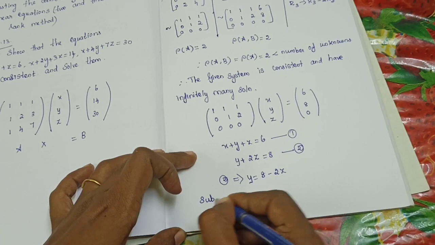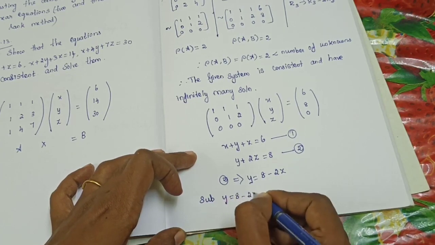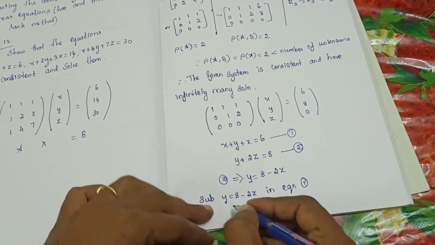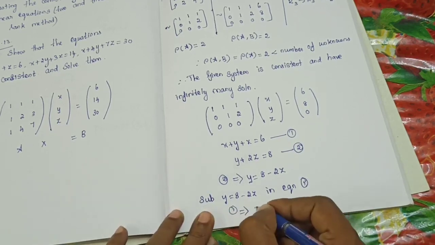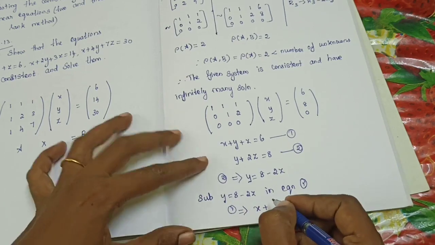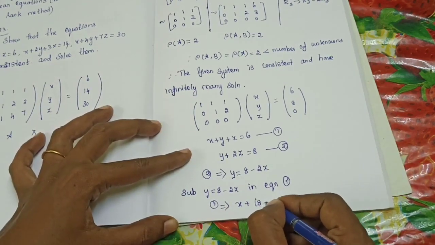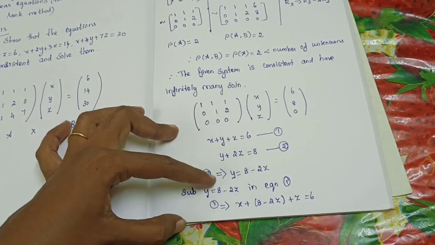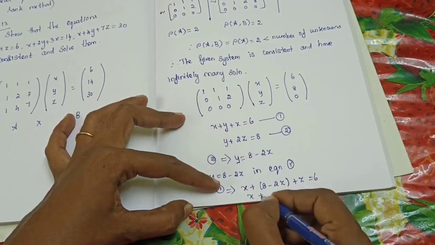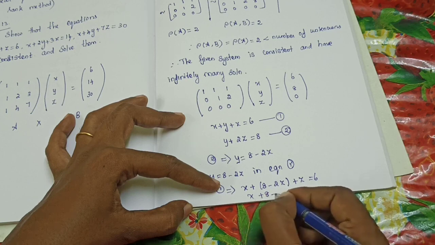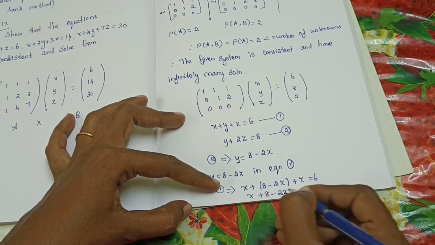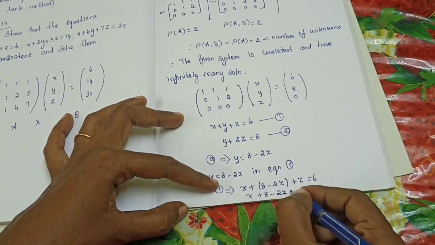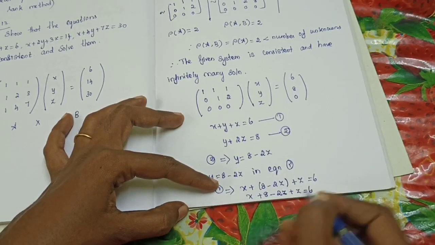Now substitute this y is equal to 8 minus 2z in equation number 1. Okay. Substituting, what will happen? x plus, in the y place you need to substitute this one. So 8 minus 2z plus z is equal to 6. Shall we simplify? So x plus 8 minus 2z plus z is equal to 6.